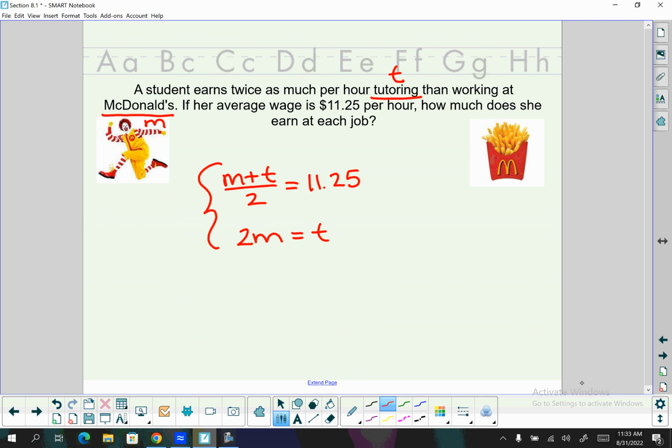Now you can use whatever letters you want, okay? But in mine, M stands for McDonald's and T stands for tutoring. I will tell you, a very, very common mistake is people flip these because of the way the sentence is worded. It says the student earns twice as much tutoring than at McDonald's. So where do they make more money? Which should be bigger, tutoring or McDonald's? Tutoring better be bigger. So if you have 2 times T equals M, is tutoring bigger? That doesn't make sense, okay?